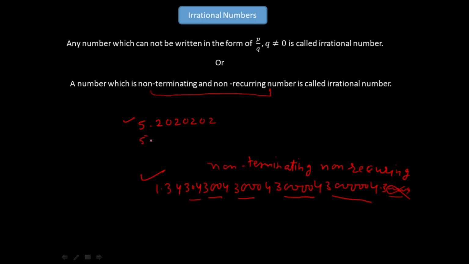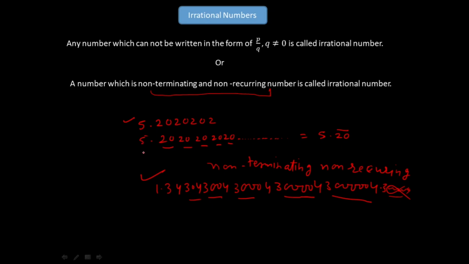What about this number? 5.2020202020 and it is going on. Now see, I'm very specific about the pattern. This 2020 is repeating, isn't it? And in short, it can be written as 5.20 bar because two digits are repeating. This number is called non-terminating but recurring number. That's why this is called a rational number.